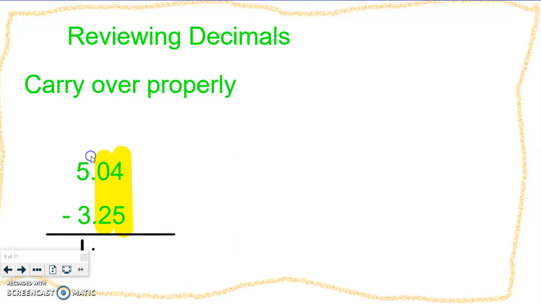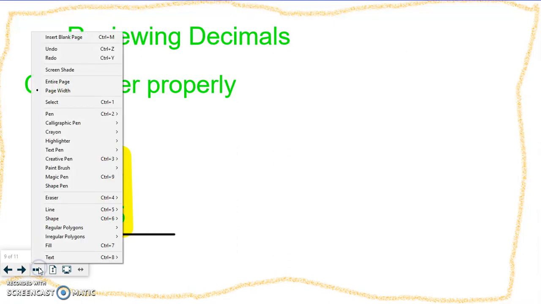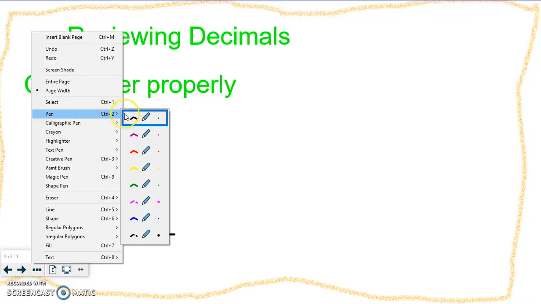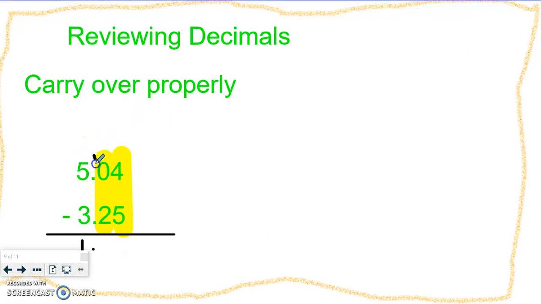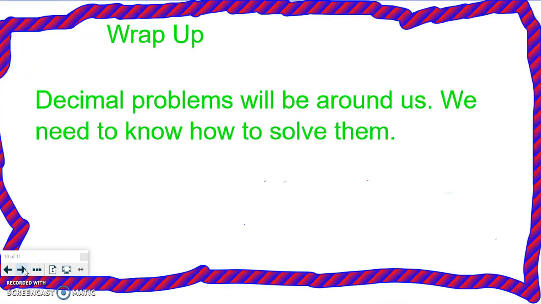Hopefully. I think I lost my pen. 10 minus 2 is 8, but we're going to put 7 there. We're going to bring the other one up here, 14 minus 5, which is 9. So 1.79 is our answer. So when we carry over properly, we're setting things up well. We're not going to get frustrated when we do it. We won't have too many times to get it wrong.